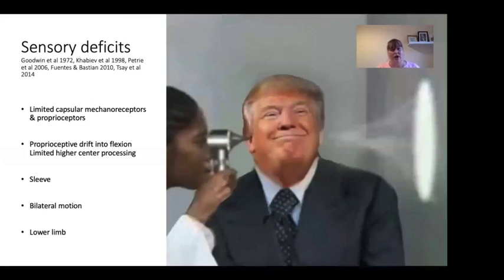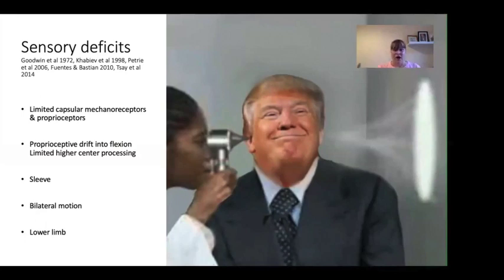Now, we also know that the elbow has sensory deficits. It's got limited capsular mechanoreceptors and proprioceptors, and there's also a proprioceptive drift into flexion with limited higher center processing, as is seen in our friend Donald there. So that means the elbow gets a lot of its sensory information about where it is in space, firstly from the cutaneous receptors, which is why sometimes an elbow sleeve can improve range. And we can see this in clinic. You ask a patient to flex and extend in the overhead position, and then you repeat it with a sleeve in place, and they can gain 10, 15 degrees range of motion.